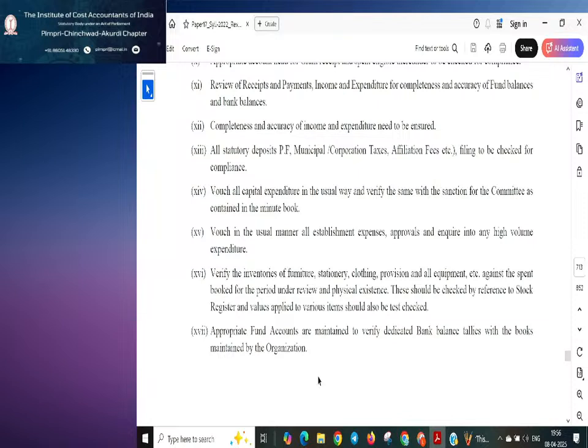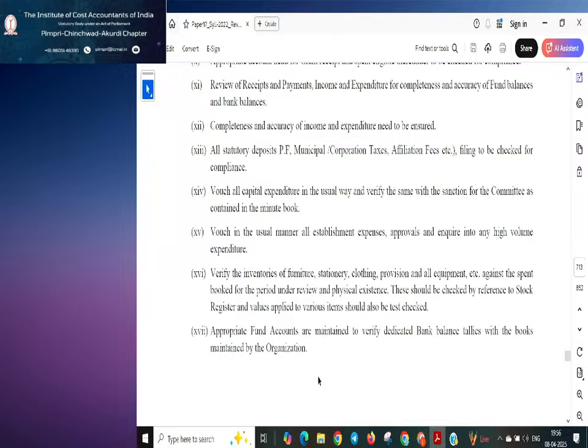See, provisions for food and other things come when they have their own canteen facilities, but these provisions might be given by the contractors. So the vendors will be bothered more about it. You are supposed to see whether the vendors are following and settling the payments. I mean, you are receiving the revenue from them too for granting the permission for them to run the canteen. Against the spend book for the period under review and physical existence, these should be checked by reference to stock register, and values applied to various items should also be test checked.